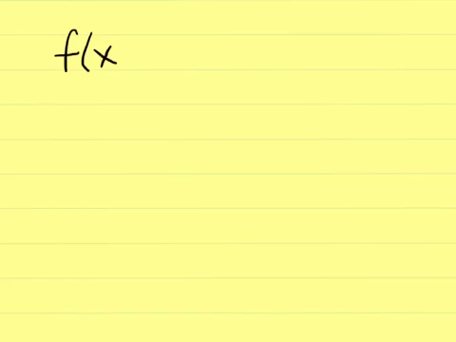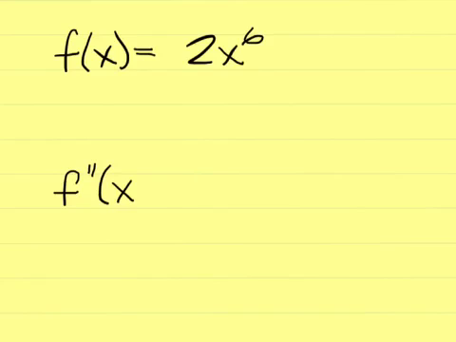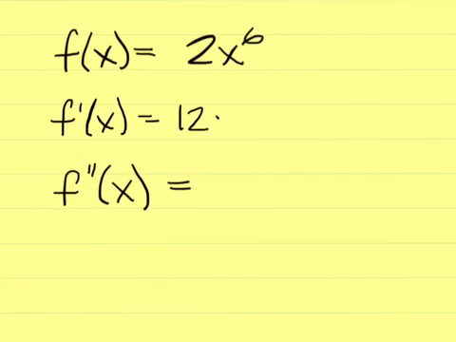The function is f of x equals 2x to the sixth. We are looking for the second derivative. The solution here is to find f prime first, and that would be 12x to the fifth, and then to go to the second derivative there you would have 60x to the fourth.